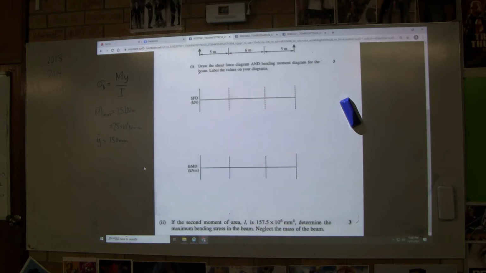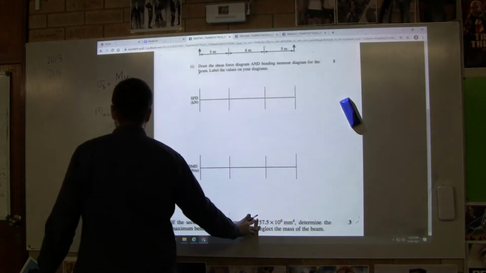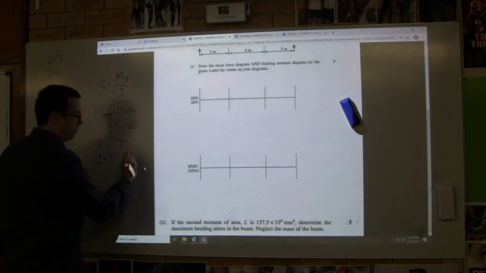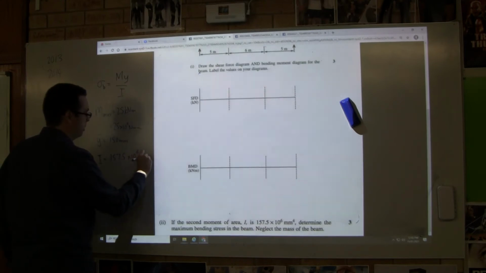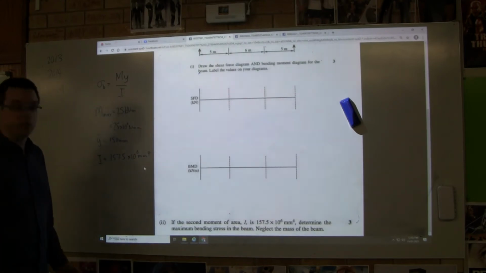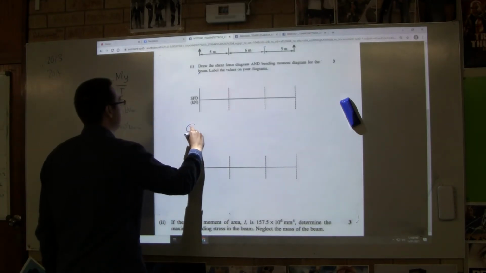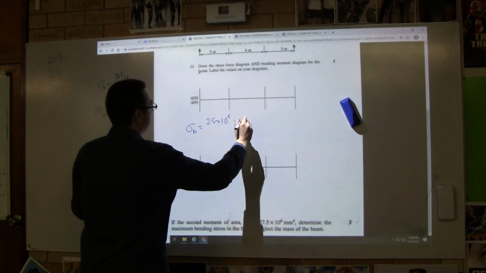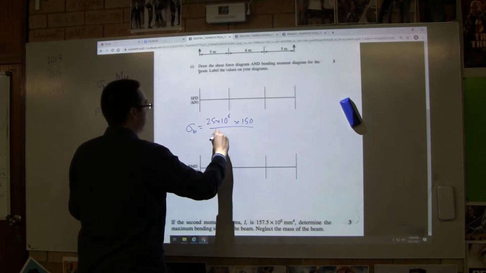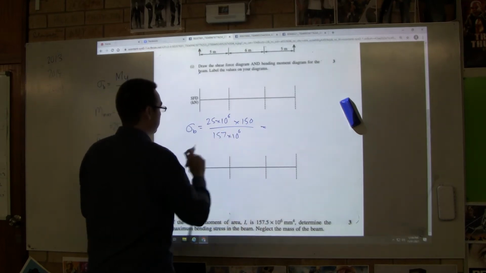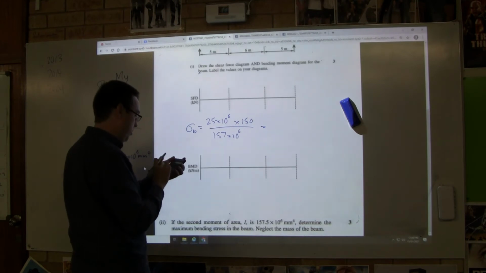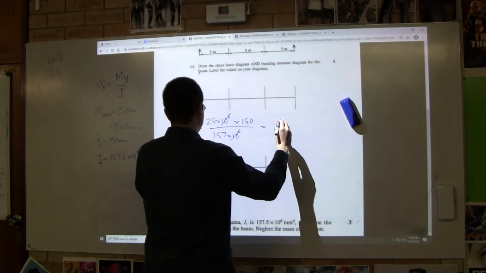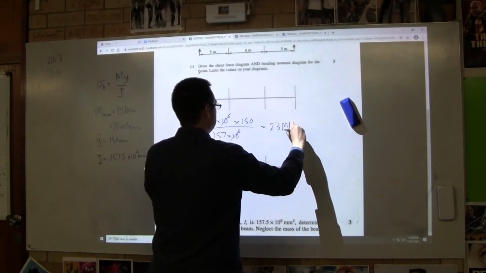Okay, determine the second moment of area. They said I equals 157.5 times 10 to the 6 millimeters to the power of 4. Okay, we just plug the numbers into the equation. Real easy here. So we say sigma b equals 25 times 10 to the 6 times y, which is 150, divided by 157 times 10 to the 6, equals 25 times 150 divided by 157, because these cross out obviously, which is 23 megapascals.